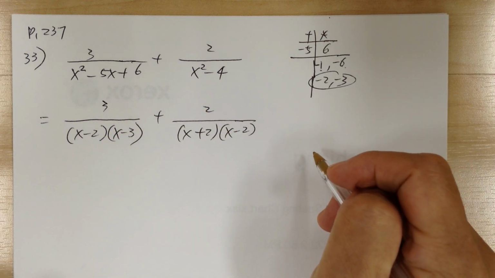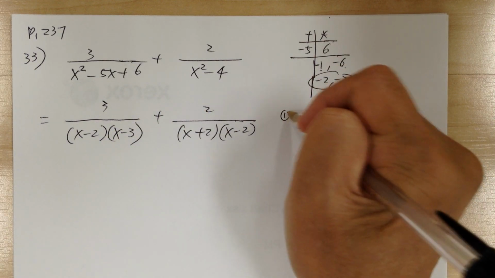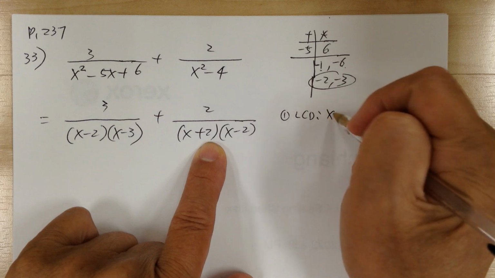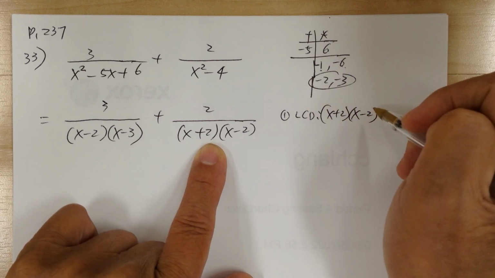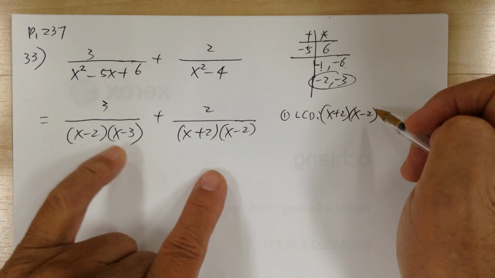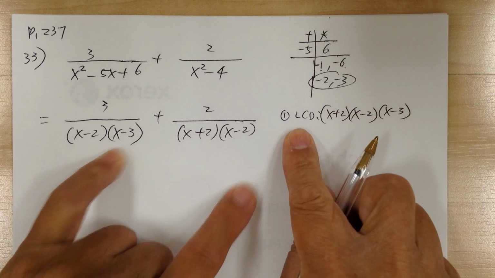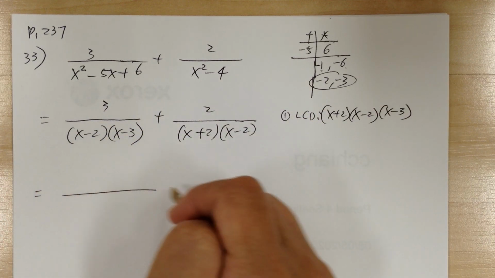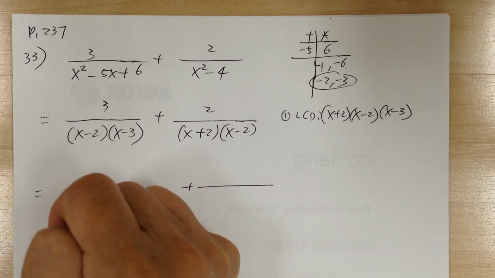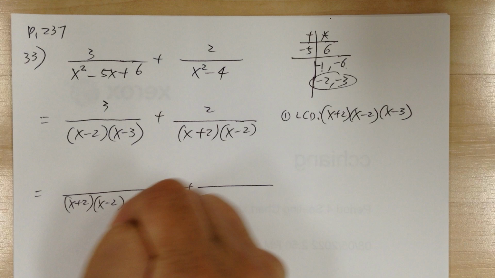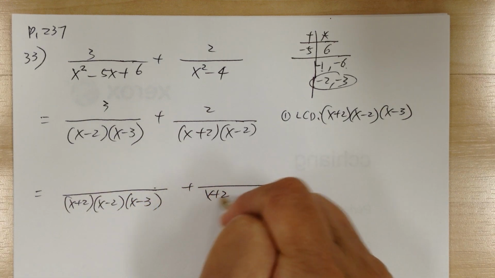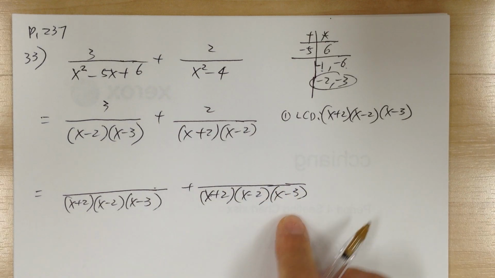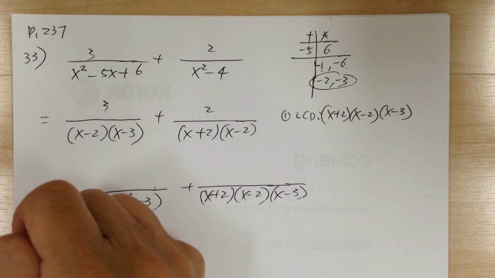Once we do that, we can figure out the LCD. Step 1, the LCD will equal (x plus 2)(x minus 2)(x minus 3). I always do the conjugate first, and then x minus 3. So that's your LCD. Step 2 is to get our LCD ready: (x plus 2)(x minus 2)(x minus 3) under each, so you get your LCD down here.